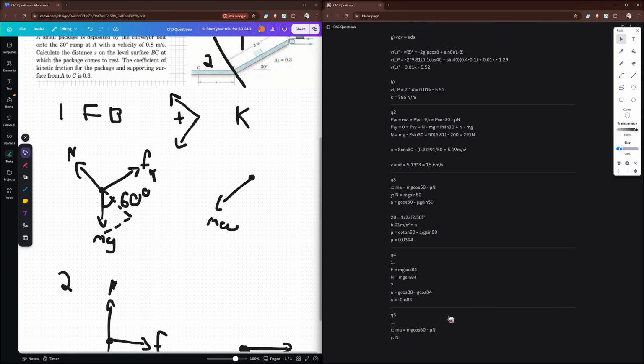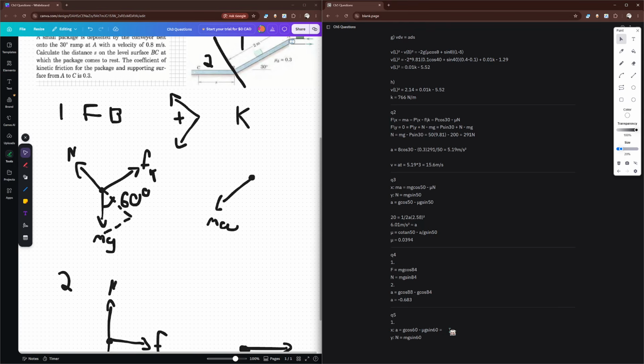So N and mg sine are equal. So N is equal to mg sine 60. So we can sub that into our equation up here. Mg sine 60. All the masses cancel. Very fun. And we get this nice acceleration equation, which we can calculate because we know gravity and we know the coefficient of kinetic friction.